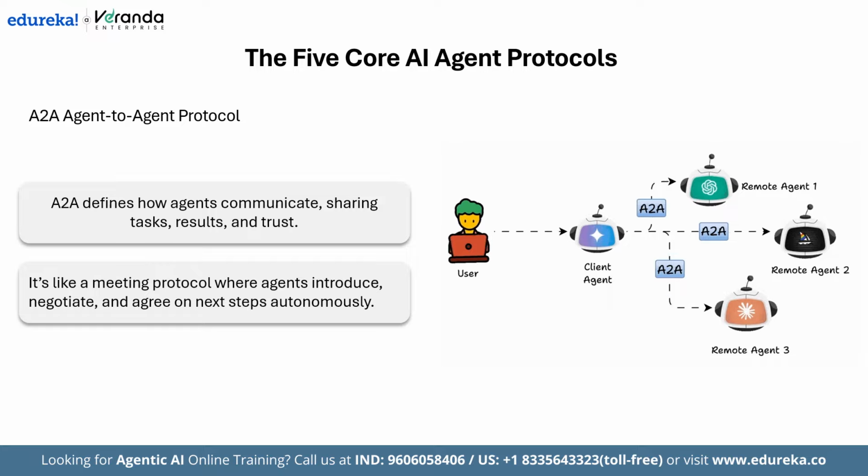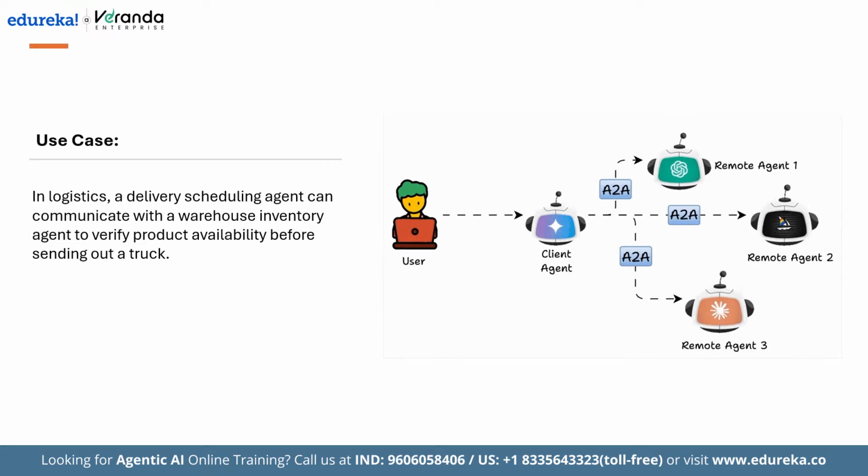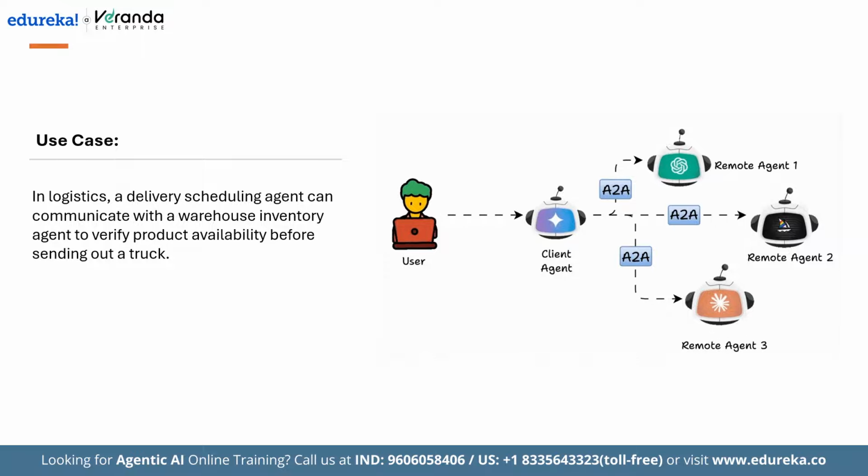So it is used in multi-agent environments. In logistics, a delivery scheduling agent might talk to a warehouse inventory agent to confirm if products are ready before dispatching a truck.